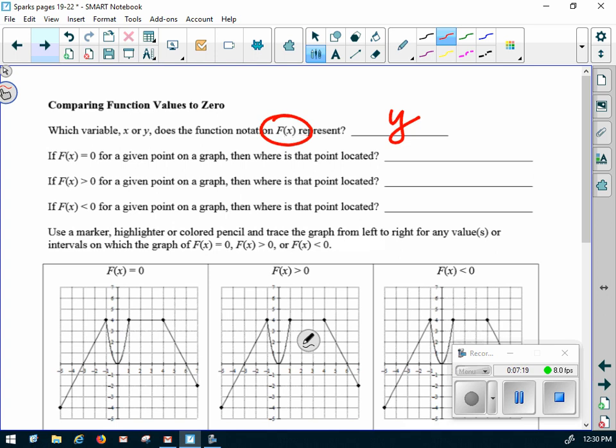Now, look at the next question. If f of x equals 0 for a given point on the graph, where is the point? It's on the x-axis. Write that down and then go to lunch. Now, we're on the third question. If f of x is greater than 0, so if f of x is positive for a given point on the graph, where is that point? Above what? Why is it above the x-axis? Because that's where the y values are positive.